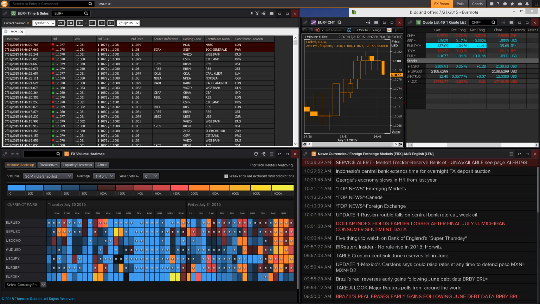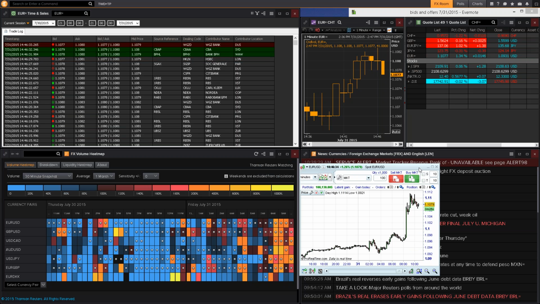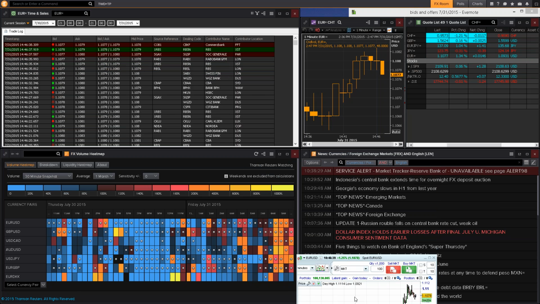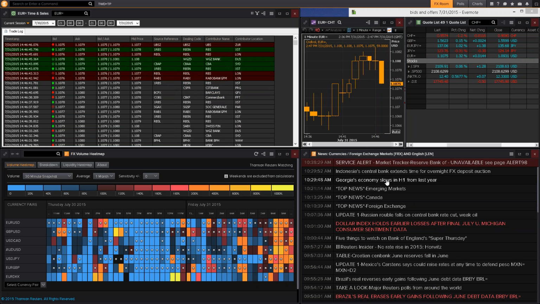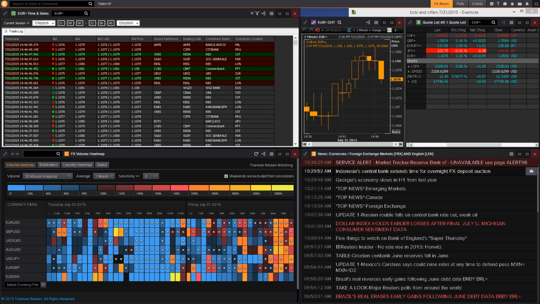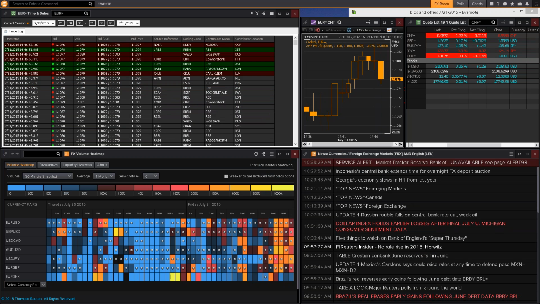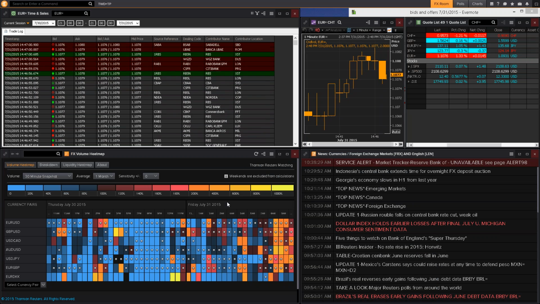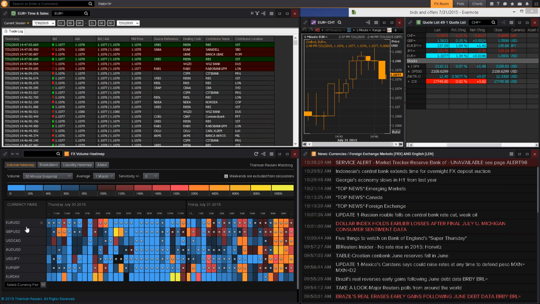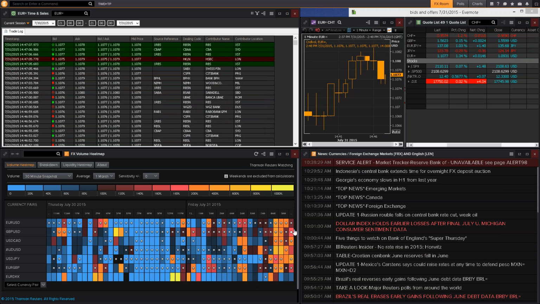So before we start with the charts, let me just explain what you see down here on the Reuters platform. What you actually should care about is just the news that you see in this section, and the heat map in this section, which shows the volatility on Euro USD, right?